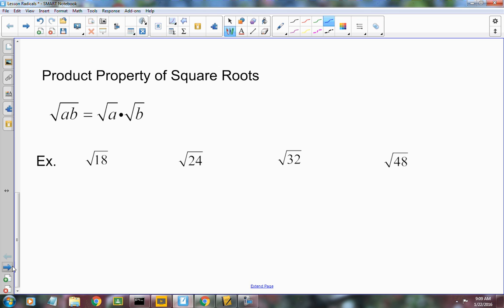Now, some teachers teach these little factor trees. I'm not a fan of the factor trees. I'll just be honest with you, I hate them. There's nothing wrong with them, I just don't like it. I think it's better if you learn how to work through perfect squares.